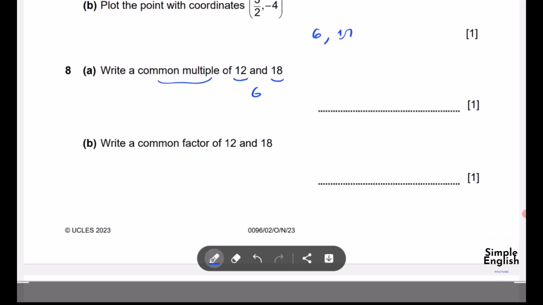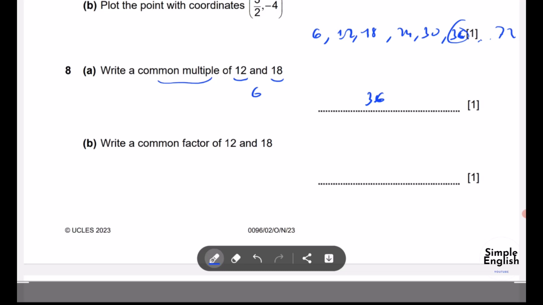So 6, 12, 18, 24, 30, 36, right? So 36 is divisible by 12 and 18, so it means 36, right? Or maybe 72 is also correct, right? If we continue, we know 72.